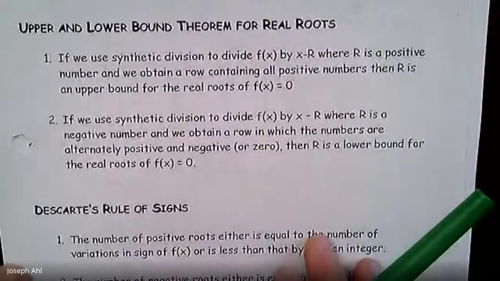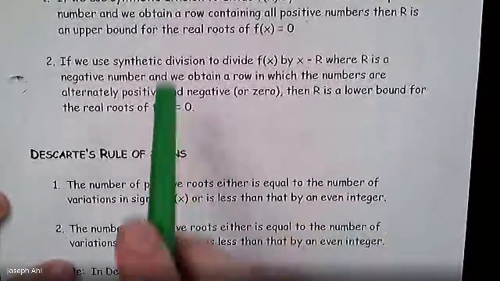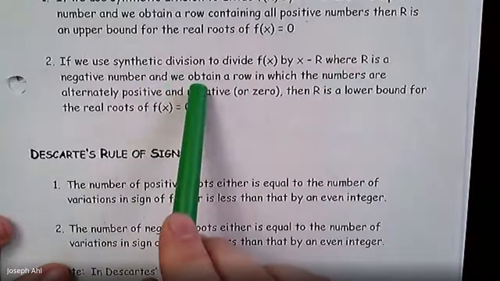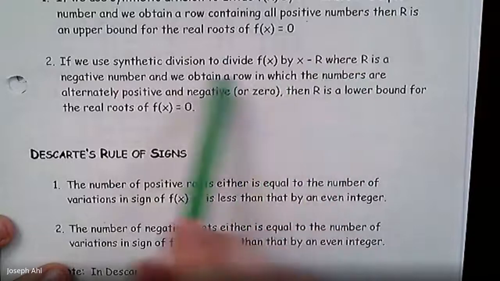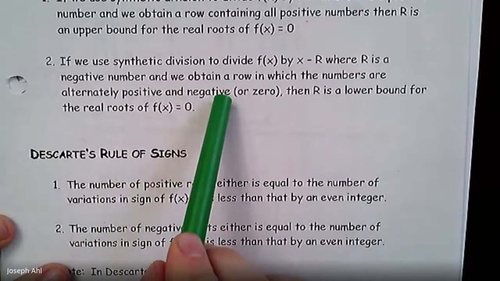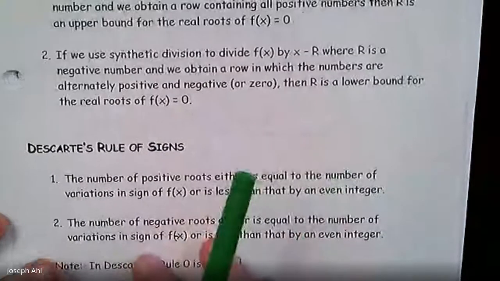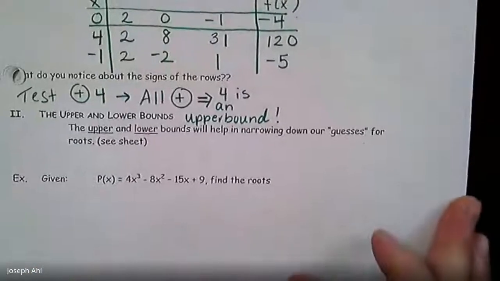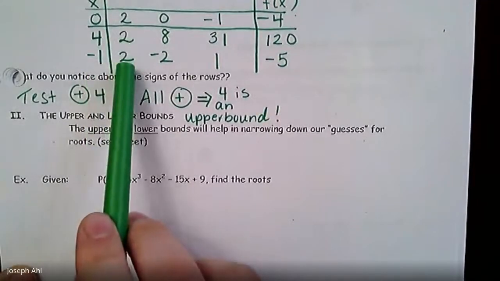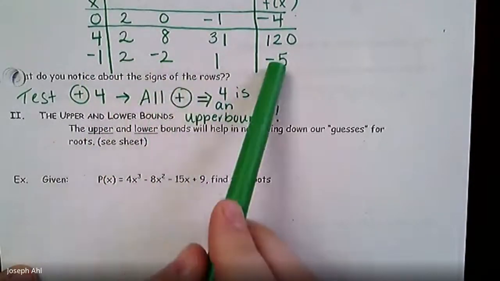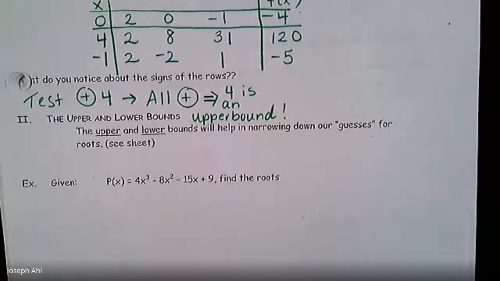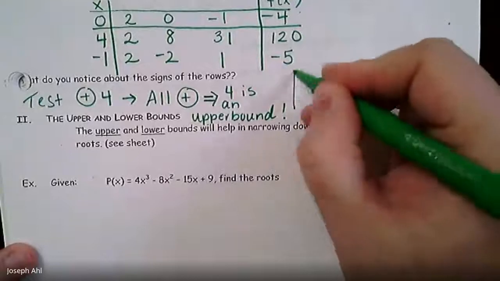So for lower bounds, should we expect all negatives? Not exactly. If we use synthetic division and r is a negative number, the root that we're testing, we're going to look for the numbers to alternate back and forth between positives and negatives. And if that's true, then r is a lower bound. So let's take a look at this negative root that we tested. We tested a negative, and those signs alternated positive, negative, positive, negative. So when that happens, we know that -1 is a lower bound.